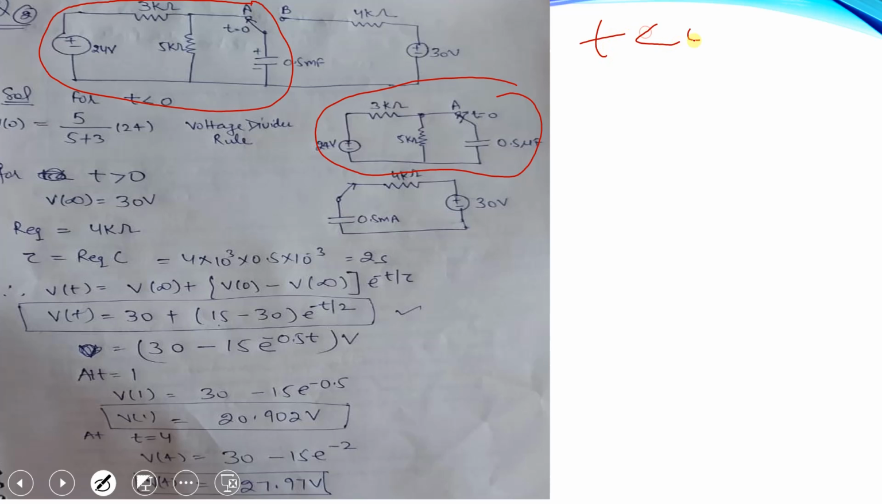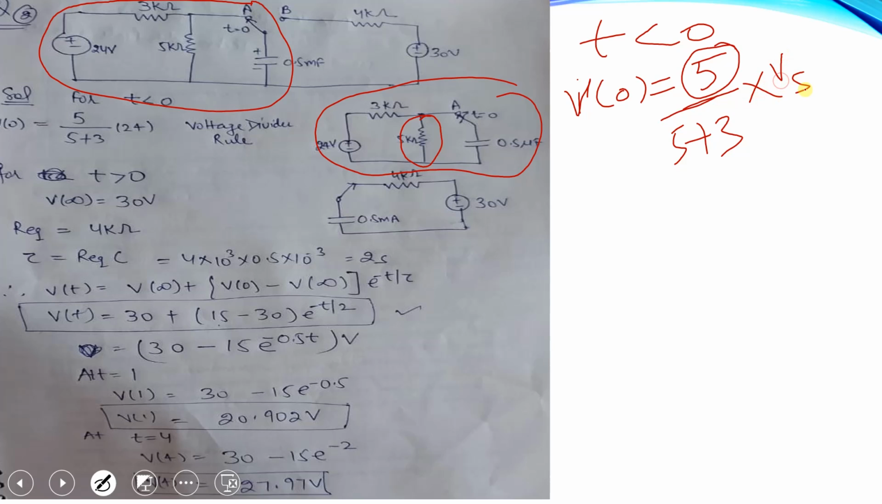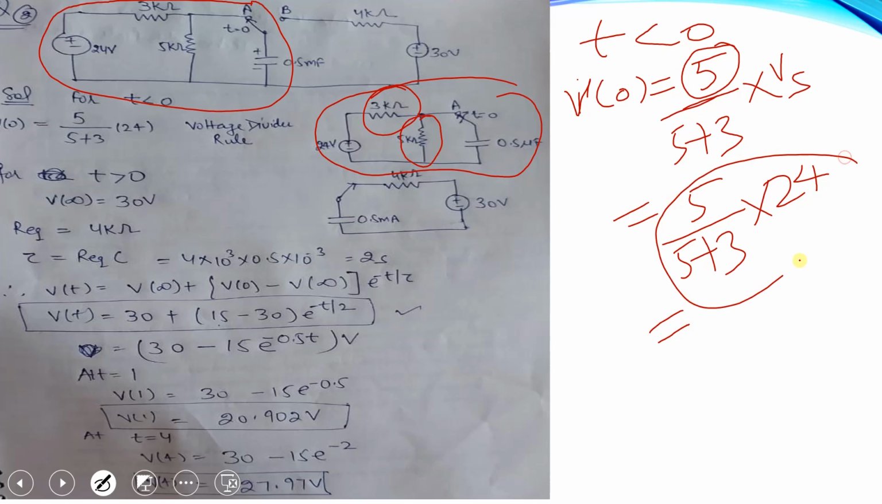So for t less than 0, we are having current I0 equal to 5 upon 5 plus 3, V0 is equal to 5 plus 5. This is the voltage divider rule. We want to find out the voltage drop across this 5 ohm resistance. So the formula for this is the resistance whose value is to be found, divided by the total resistance, into the voltage source. Total resistance is this 3 plus 5, into this 24 volts. We solve this and we will get the value.